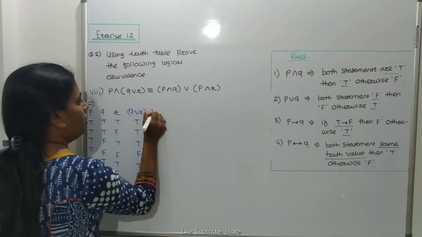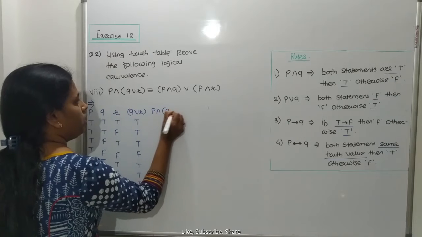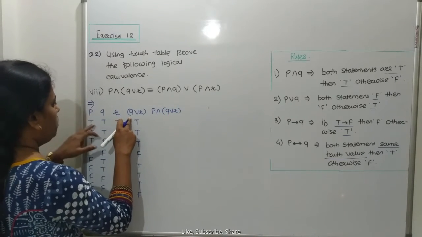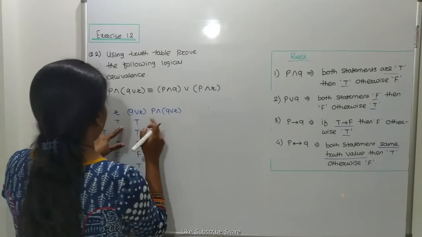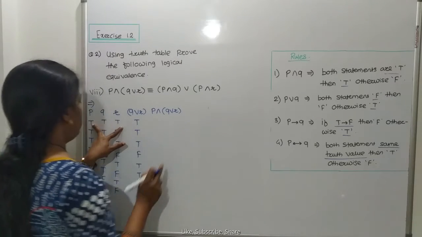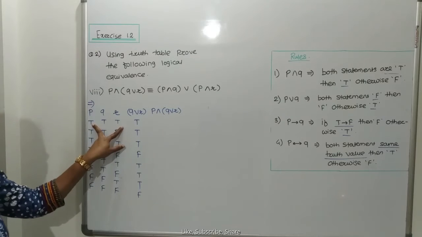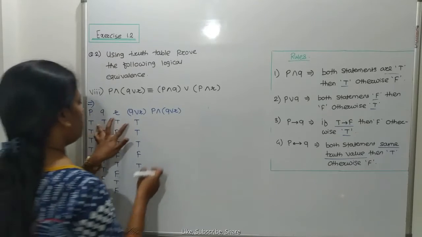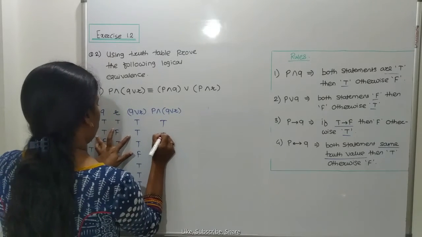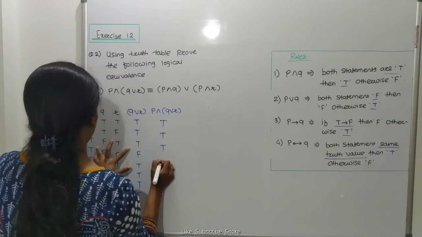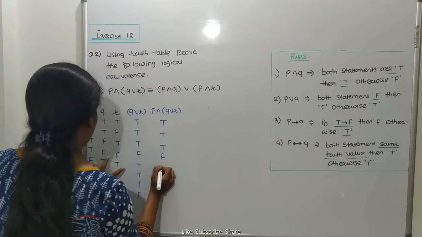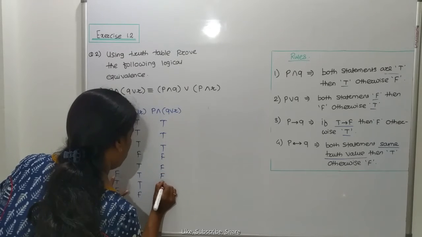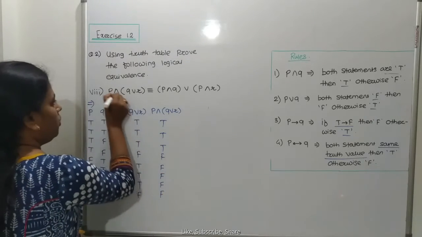Now P and (Q or R) means we have to perform AND operation with these two. For AND, both statements must have the truth value true. Only when both statements are true do we write true. That means true, true, false, true, false, true, false. This one is also false. We have to complete this part.